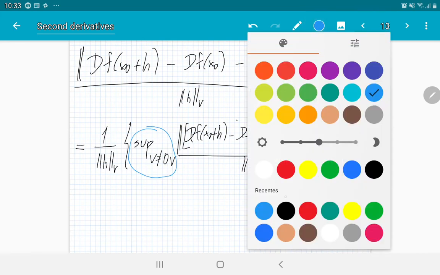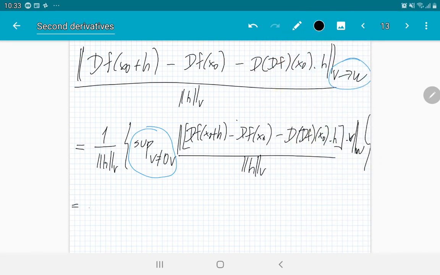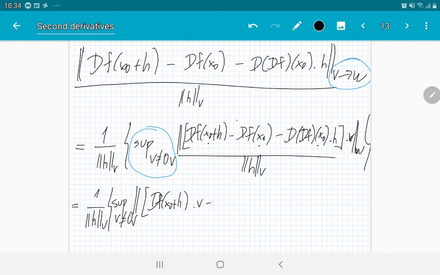Now what happens here? If I take the supremum over v not equal to 0, what happens here? I'm taking this linear combination of linear transformations and I apply it to v. So I get Df(x_0 + h)v minus Df(x_0)v.